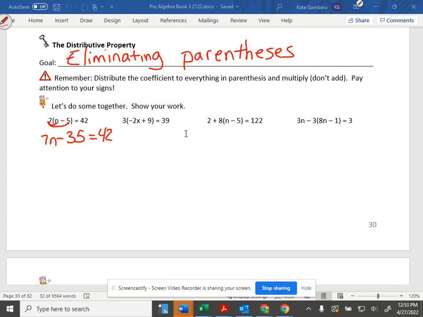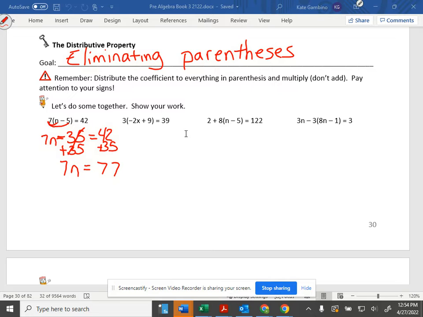Now what do I do? What's my next step, Izzy? Would you want to add 35 to the other side? I want to move that 35 to the other side so I get just the n's on one side. So if it's minus 35, we want to add 35 to both sides. So negative 35 plus 35 cancels out. So now I have 7n equals, what's 42 plus 35?